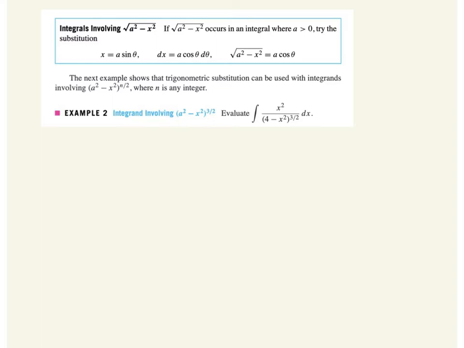So I would have to rewrite the 4 so it's a quantity squared. So that's what makes my a 2. And therefore my x is equal to 2 sine theta.